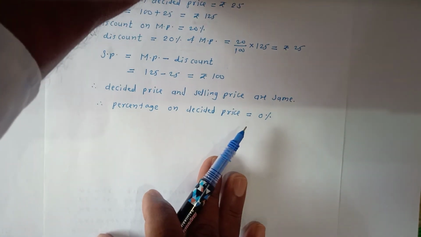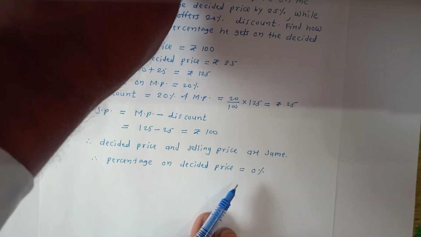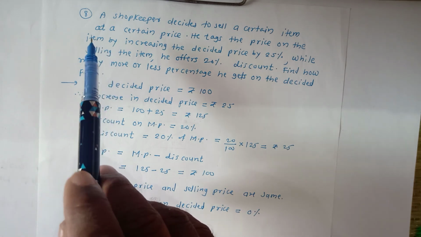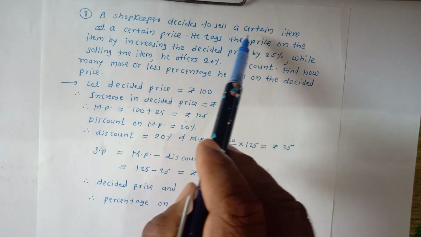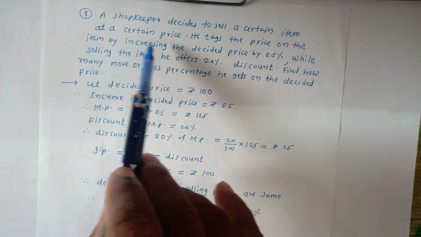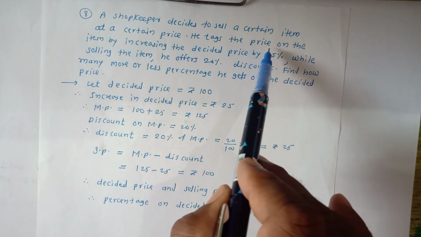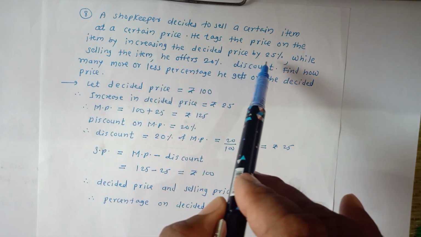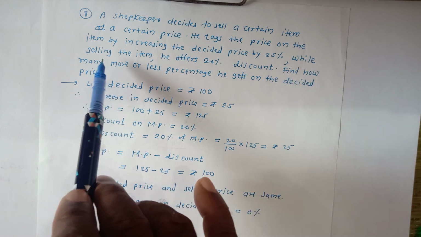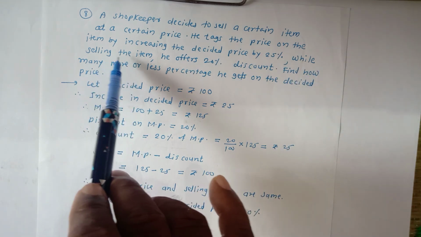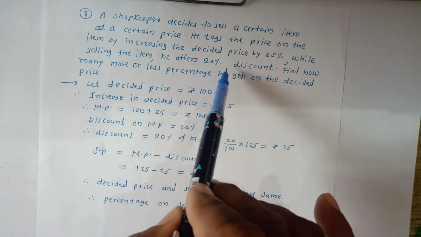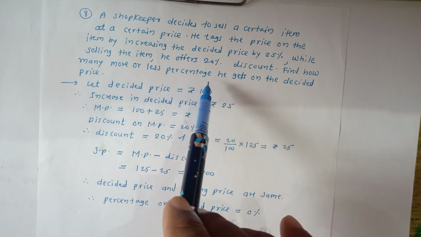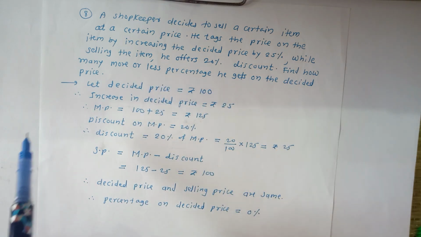Now the last example, example number 8. A shopkeeper decides to sell a certain item at a certain price. He tags the price on the item by increasing the decided price by 25%. While selling the item, he offers 20% discount. Find how many more or less percentage he gets on the decided price.